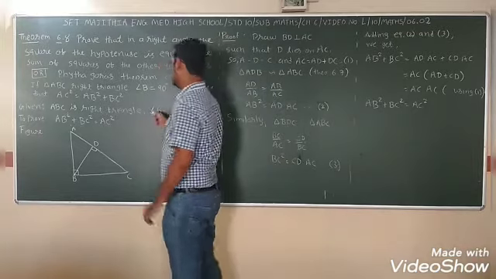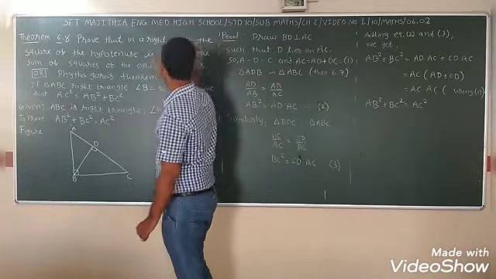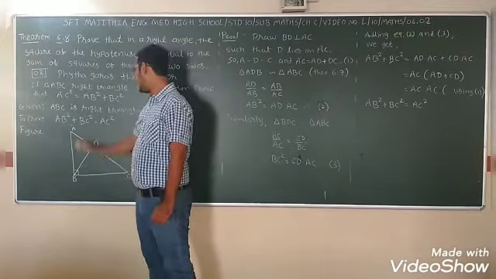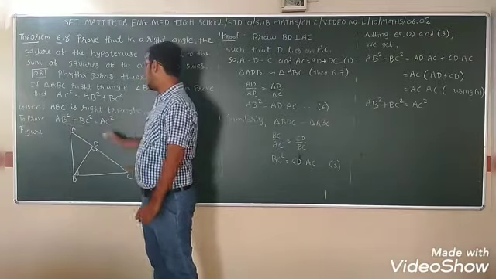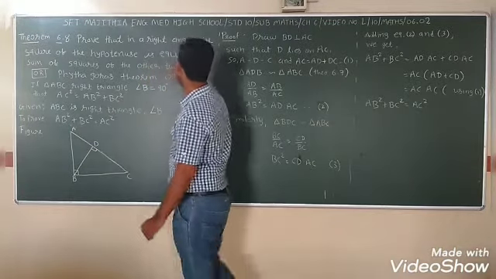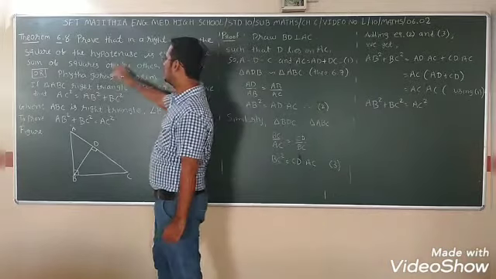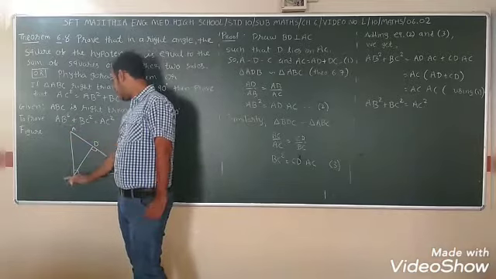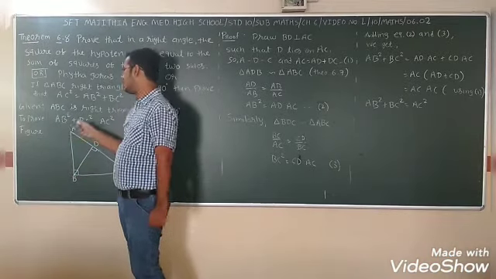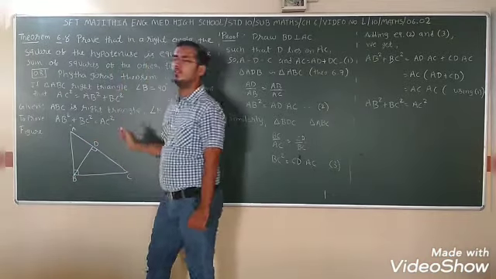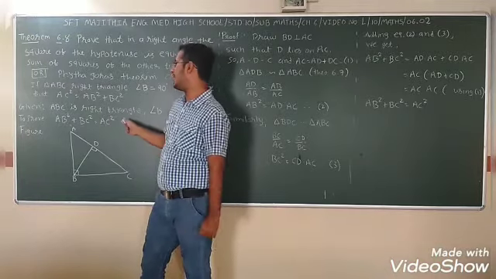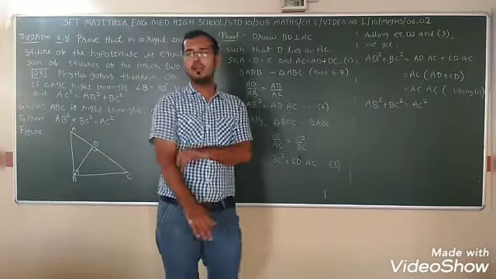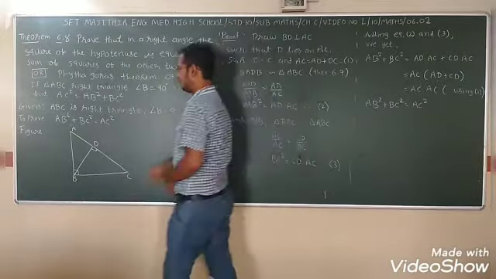And we have to prove what? The square of the hypotenuse, that is, in triangle ABC the hypotenuse is AC, so AC square is equal to the sum of squares of the other two sides, AB and BC. That is, AB square plus BC square is equal to AC square. Or on your right line, AC square is equal to AB square plus BC square. Both are true.